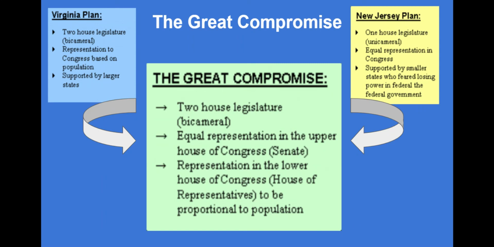Roger Sherman presented a plan for compromise. He proposed that Congress would be divided into 2 houses, the House of Representatives and the Senate. The House of Representatives would be based on population, like the larger states wanted. The Senate would be based on equal representation, like the smaller states wanted.